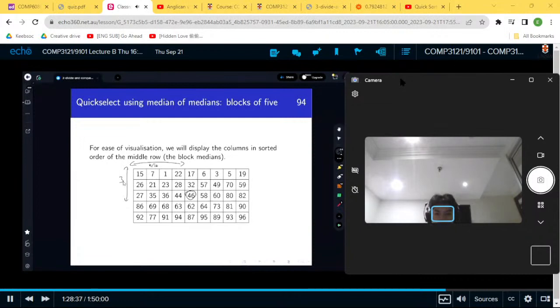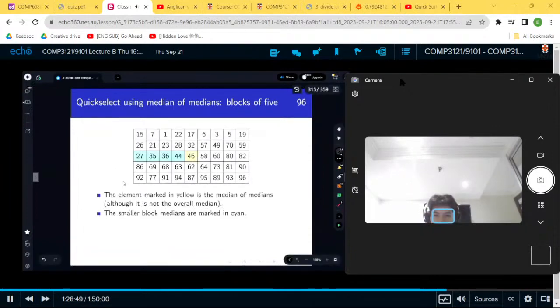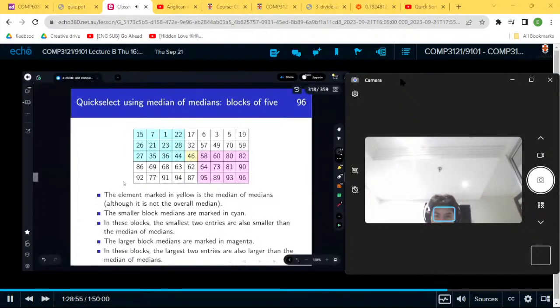Maybe we haven't made no progress. So previously we had 1/3 of the values that were smaller than the median of medians. Now we have 3/10 of the values. Okay, so let's see what happens. All of these numbers are smaller than the median of medians. All of the magenta numbers are larger than the median of medians.